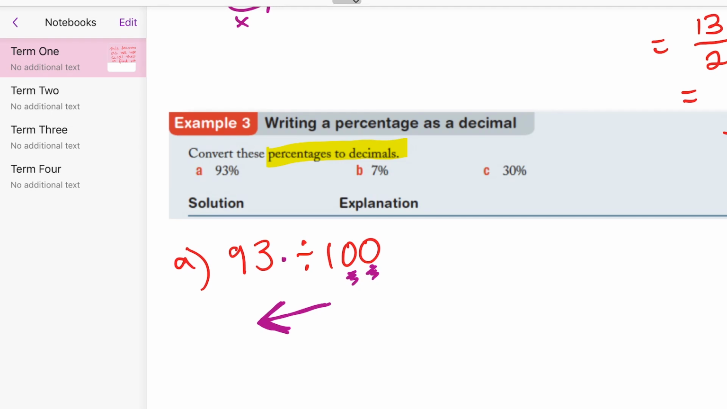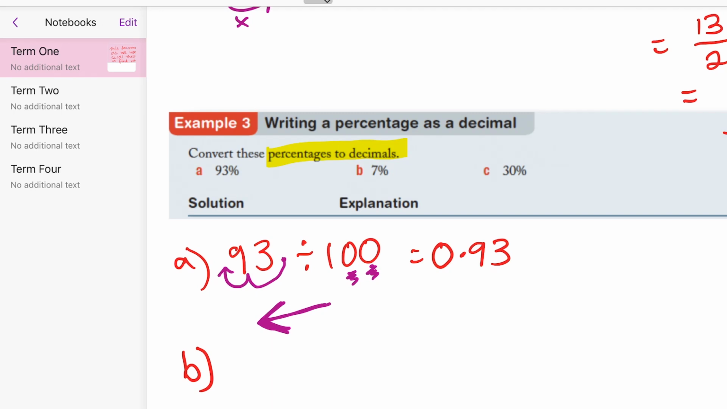The decimal point on our whole number lives at the end. And I just go 1, 2. So my answer, 93% as a decimal, is 0.93. Not too bad. Fairly straightforward if you just remember the process.